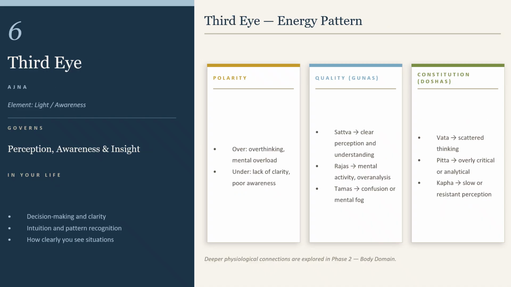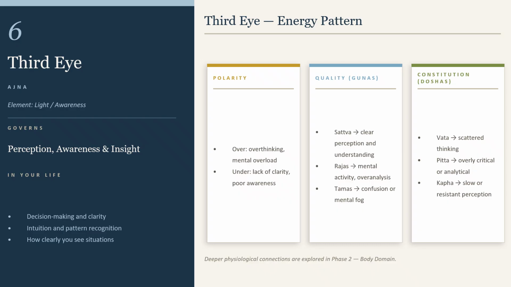The third eye chakra is located between the eyebrows and is anchored to your pineal and pituitary gland region, which is the center of the brain. The parts of the body it is associated with are the endocrine and nervous systems. It governs perception, awareness, and insight. This is how you interpret reality and see patterns.